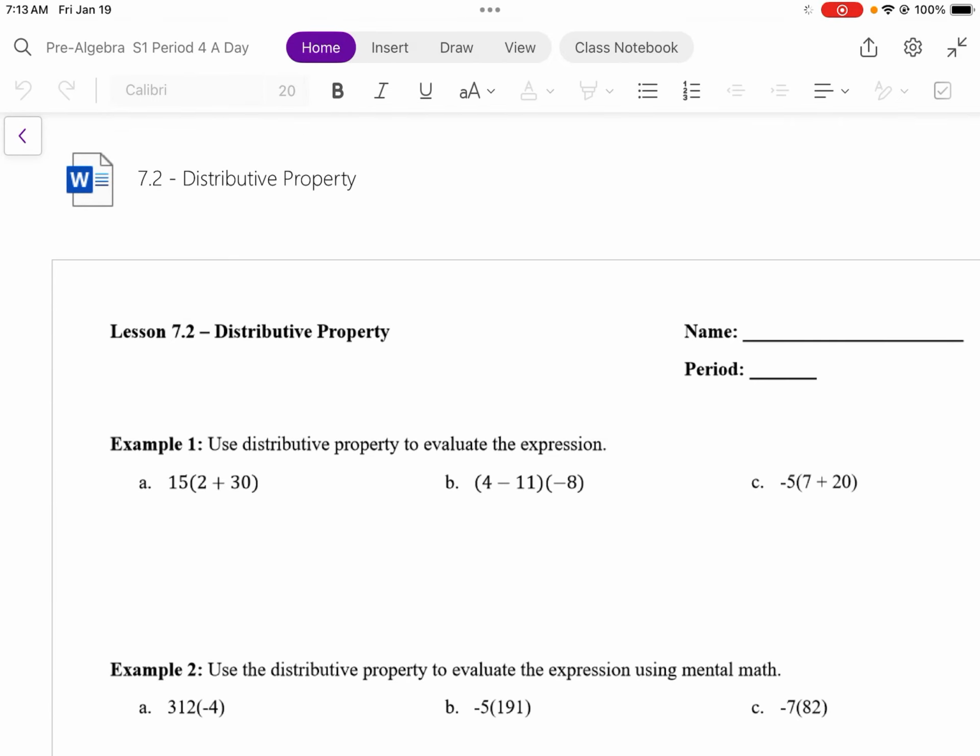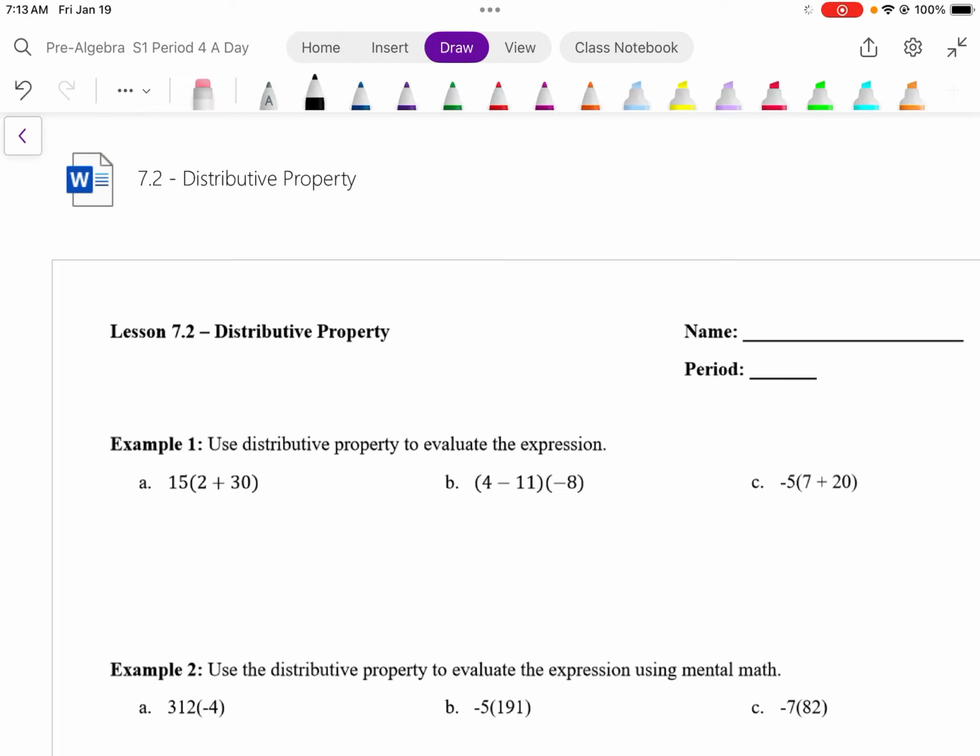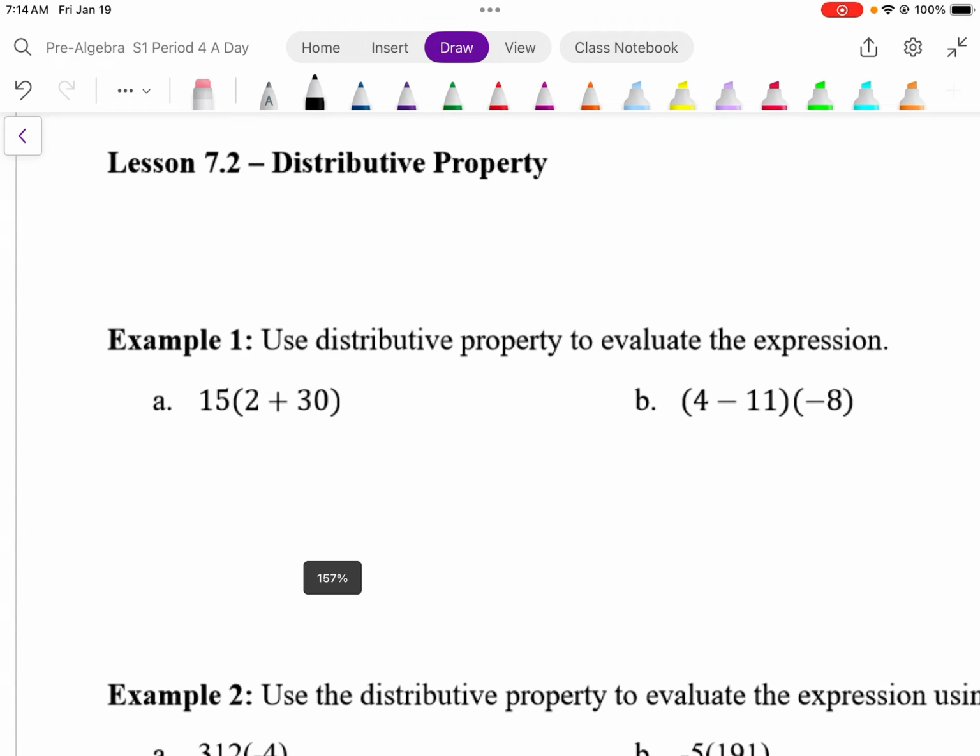For section 7.2, this is the distributive property. Those of you that were in my class semester 1, we did cover this a little bit, but we're going to go over it again just so we're extra good at it when you get to algebra next year.